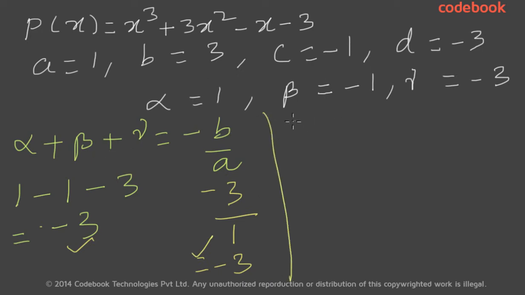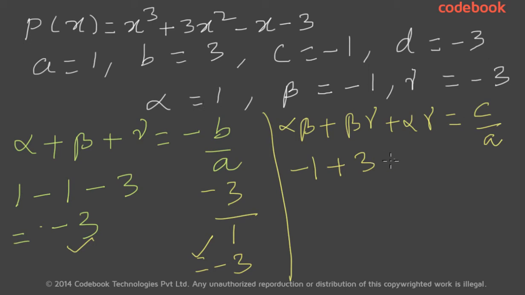Similarly, we have the sum of the product of the roots taken 2 at a time, which is alpha beta plus beta gamma plus alpha gamma should be equal to c by a. So let's see that. So alpha beta is 1 times minus 1 is minus 1 plus beta gamma minus 1 times minus 3 is plus 3 and alpha gamma 1 times minus 3 is minus 3. So this is nothing but on the left hand side we have minus 1. Let's verify if the right hand side is also minus 1. So c is minus 1 by a is 1. So minus 1 by minus 1 is minus 1. So this relation also holds true.